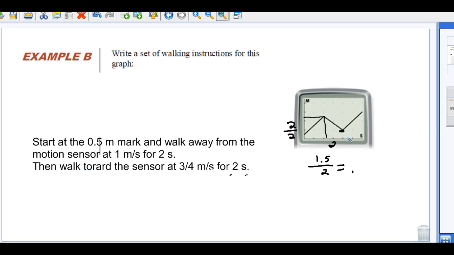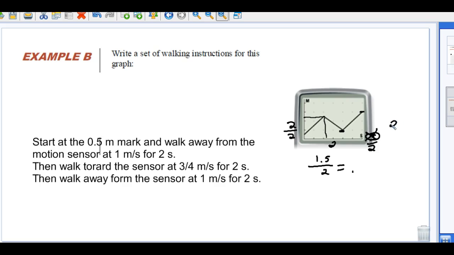Alright, and then we go from 1 meter up to 3 meters in 2 seconds. So let's make sure we got this right. We were at 1, we ended at 3. So the difference is 2, not 1.5 meters. That's wrong because we started at 1 and ended at 3. So we went 2 meters in 2 seconds. We're going away. So we walk away from the motion sensor at 1 meter per second for 2 seconds. There you go.